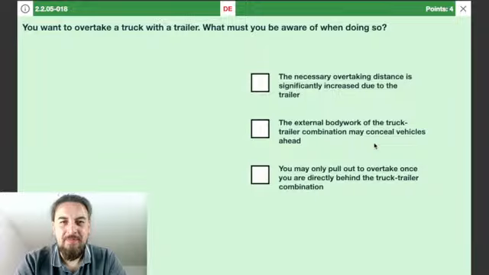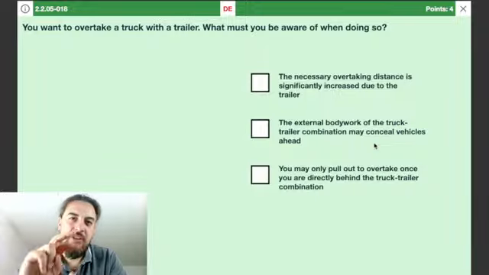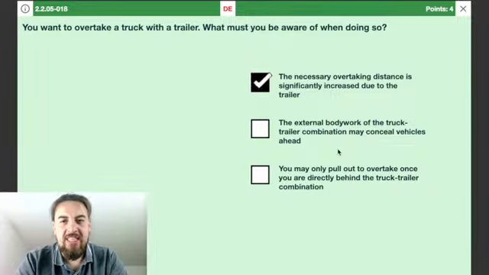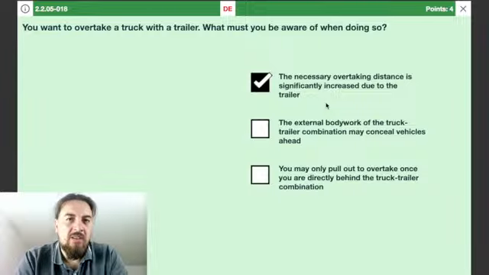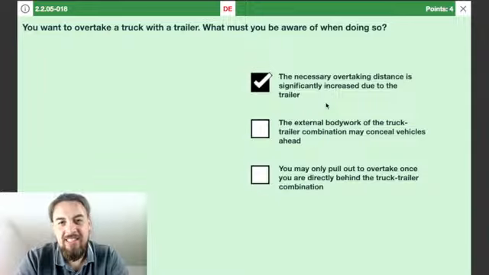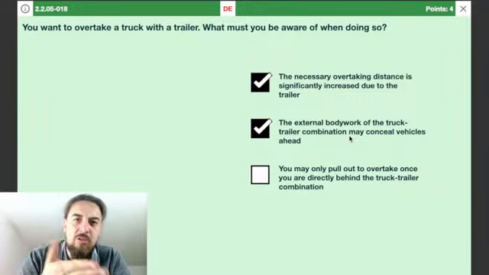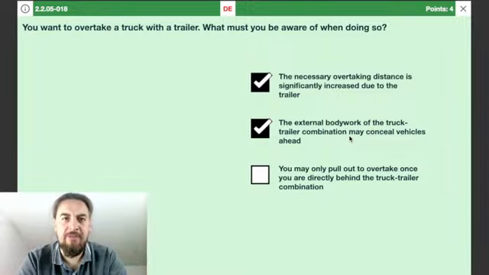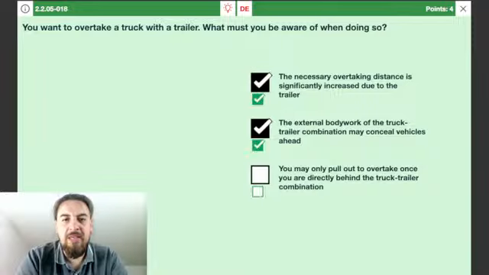There are just two correct answers. The necessary overtaking distance is significantly increased. Obviously, if this combination makes the obstacle longer, that's why the overtaking distance is increased. And if you have a huge truck in front of you with a trailer, it's very difficult to look around if there is no oncoming traffic to overtake him. So that is the correct answer as well.